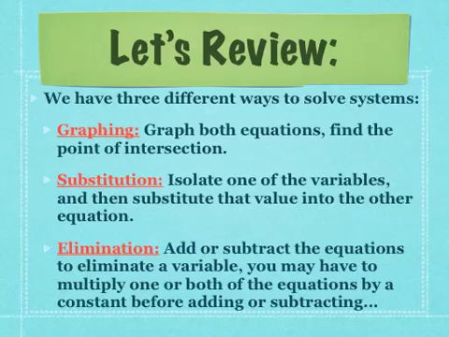There were 2 exceptions to finding the point of intersection. Sometimes you might have 2 lines that are parallel, meaning that they have the same slope but different y-intercepts. If you have 2 lines that are parallel, they're never going to intersect, which means that there never is going to be a point of intersection, so we would have no solution.